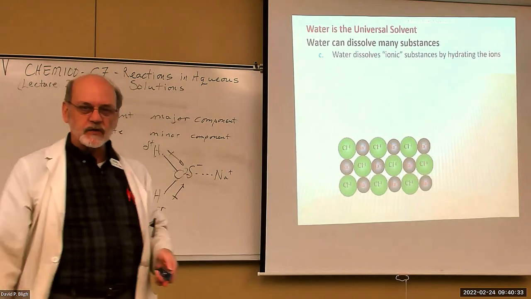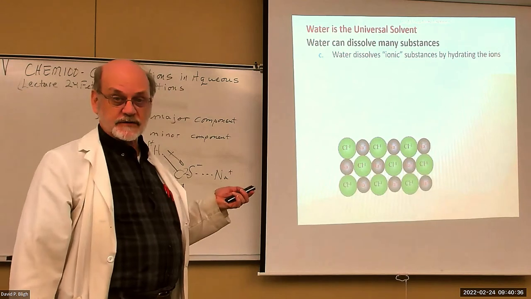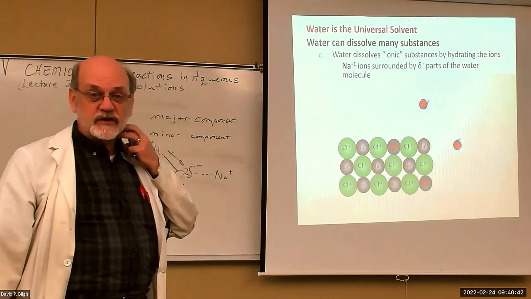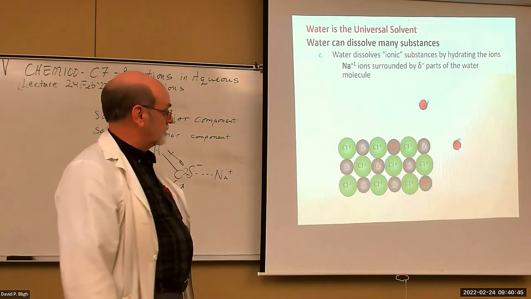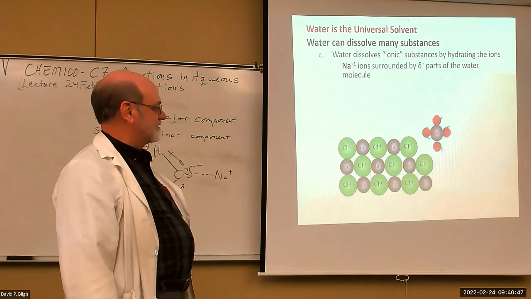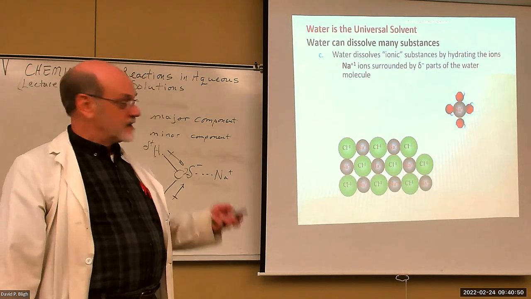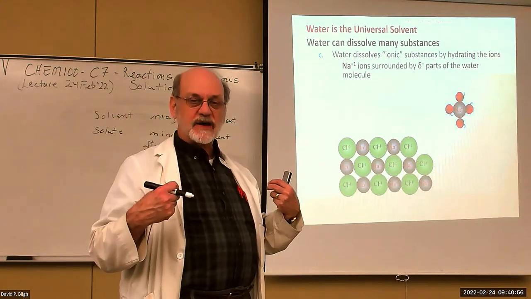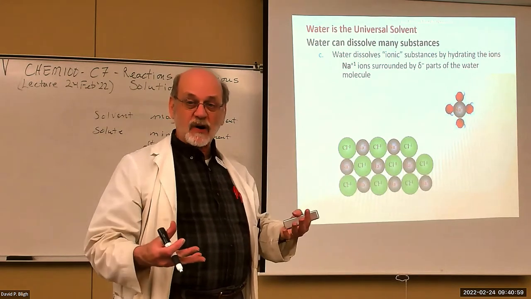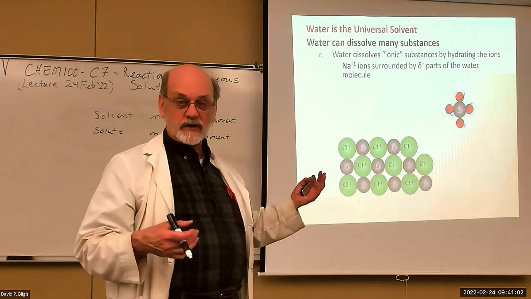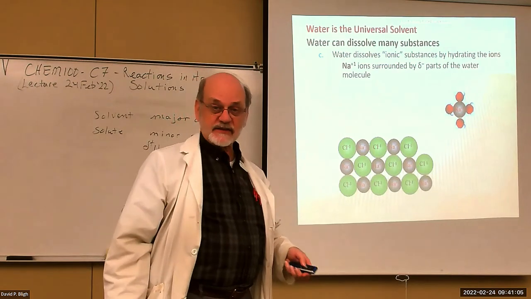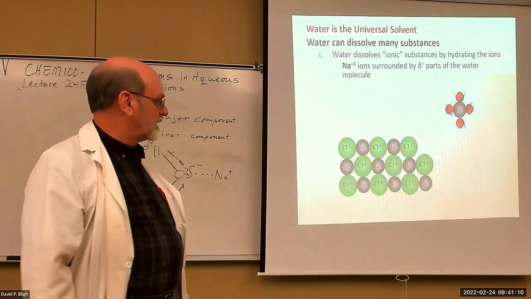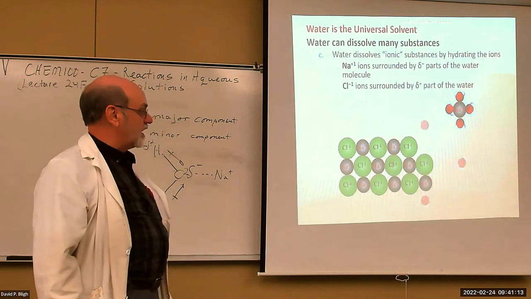So what happens is the water molecules, when they encounter this crystal of sodium chloride, the negative parts of the molecule are attracted to the positive sodium ions. Okay? Once they're attracted to that sodium, then the other sides of the molecule, the positive sides, are attracted to negative parts of other water molecules, and they successfully pull that sodium ion away from the crystal. Now it's in solution.